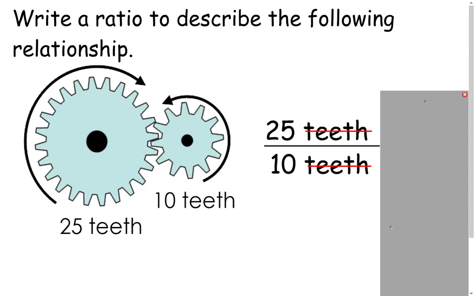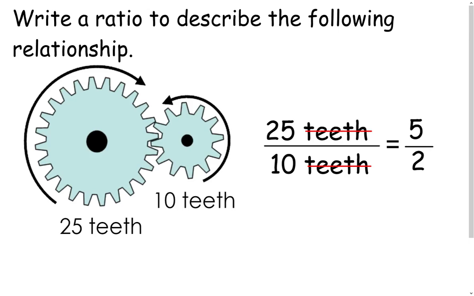And then we can reduce the top and bottom by dividing them both by 5. And when you do, you end up with 5 over 2. So a ratio of 5 to 2. You can write it as 5 divided by 2. You can write the word 5, TO, 2, or you can do 5 colon 2 to describe the ratio.